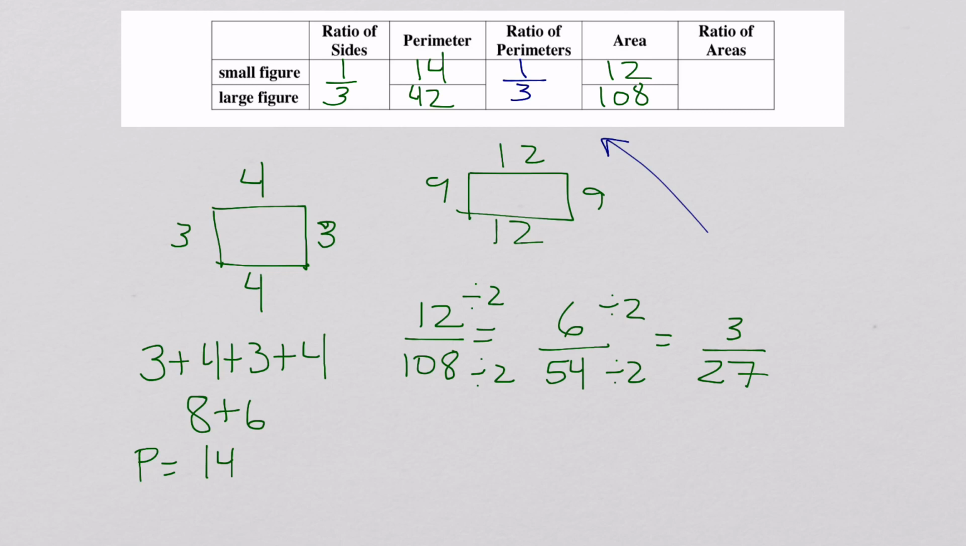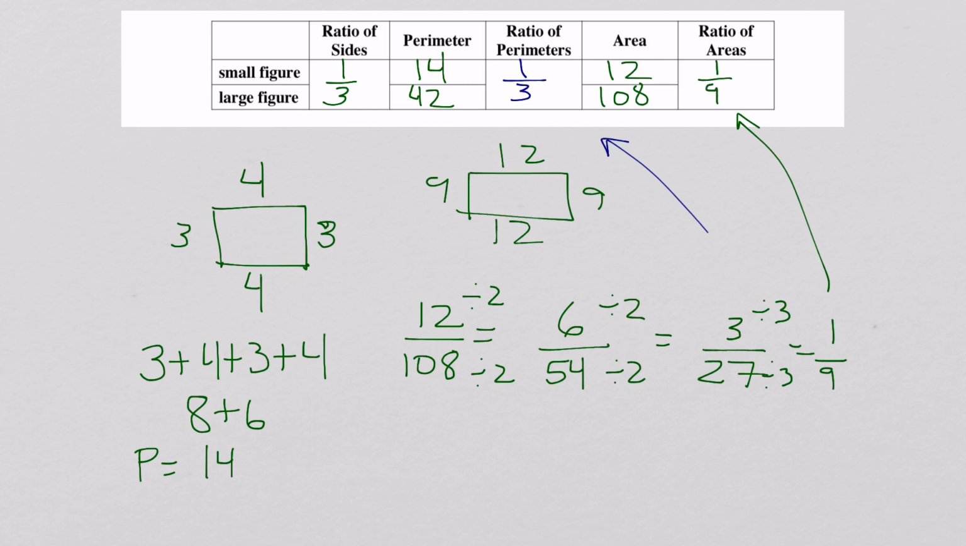Can I simplify even further than that? Sure, we can divide by 3. And that gives you 1 over 9. That is our simplified ratio of areas. So this is what's going here, 1 over 9.